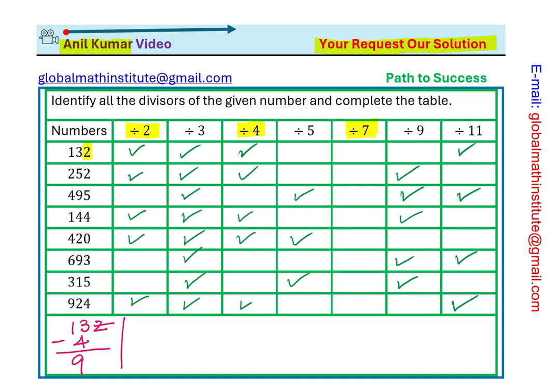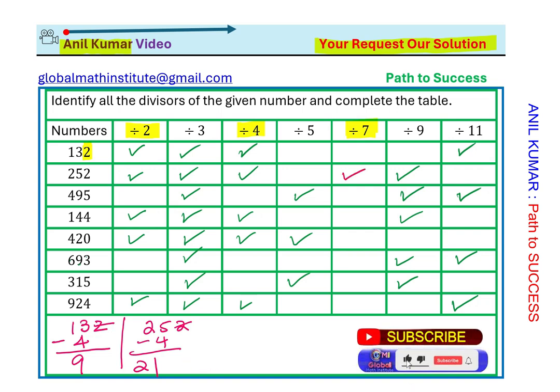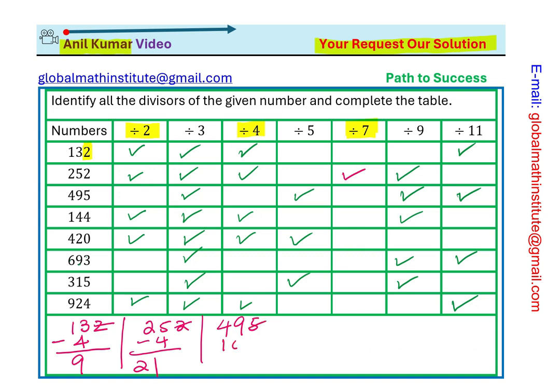Next number, 252, right? So in this case, what we are going to do, remove 2 from here, twice it, and subtract, right? When you subtract, you get 21, and we get 7 times 3 as 21. So this number is divisible by 7. You get the whole idea, right? Now we'll take another one, 495. So 495, 5, double it. So when you double it, you get 10. Take away 10, you get 39. This is not divisible, right? It doesn't work.